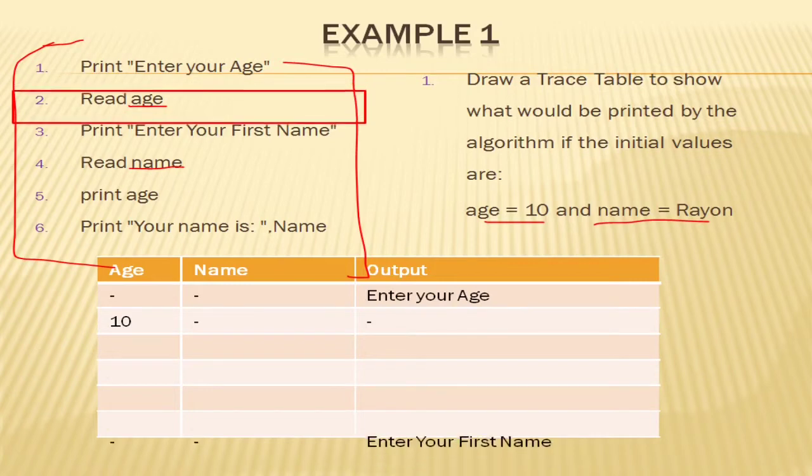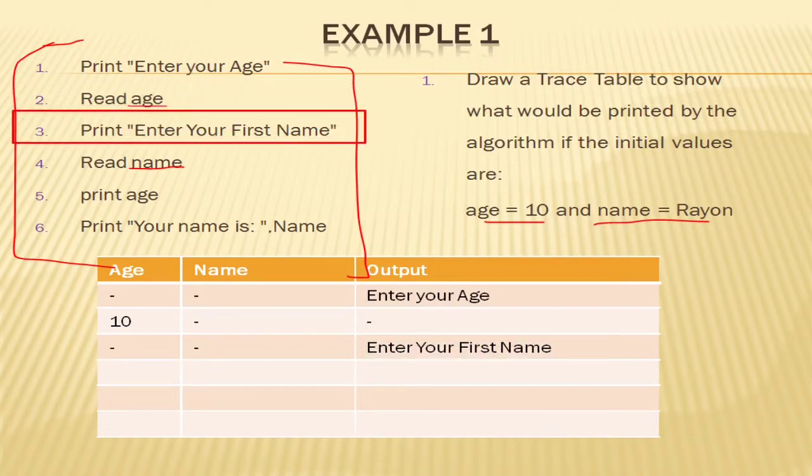So we're going to move to the third line, and the third line says that we're supposed to print enter your first name, and that is an output statement, and we know that anything that comes after the print keyword that is in quotation, we're going to write it back as is, right? So in the trace table under the output section in the third row, we're going to write enter your first name because that is what is in quotation after the print statement, right? So once we finish with the third line, we're going to move on to the next line.